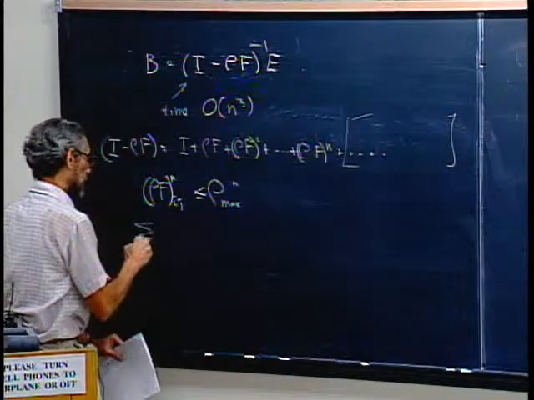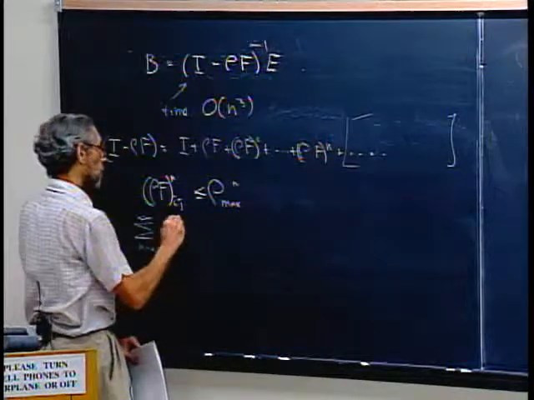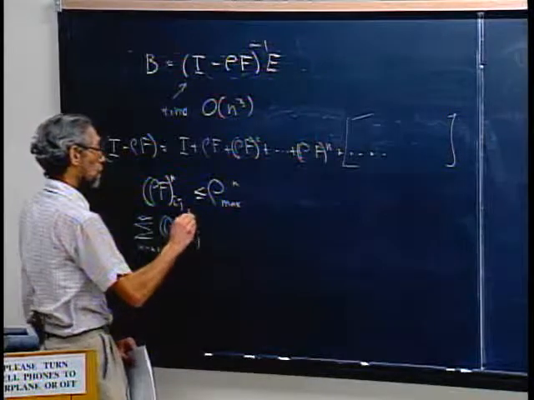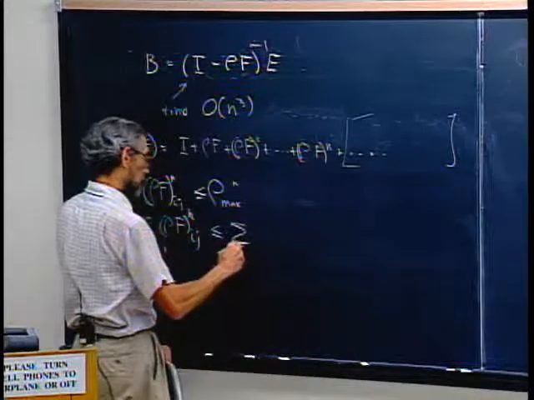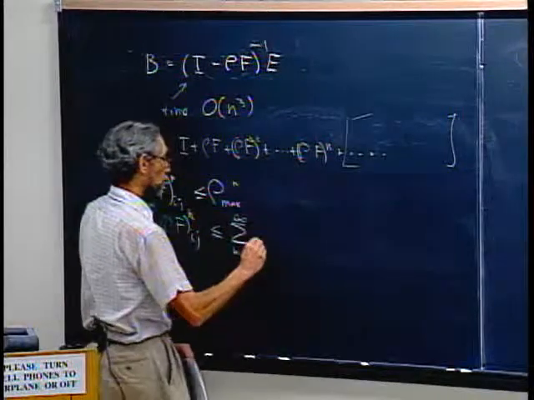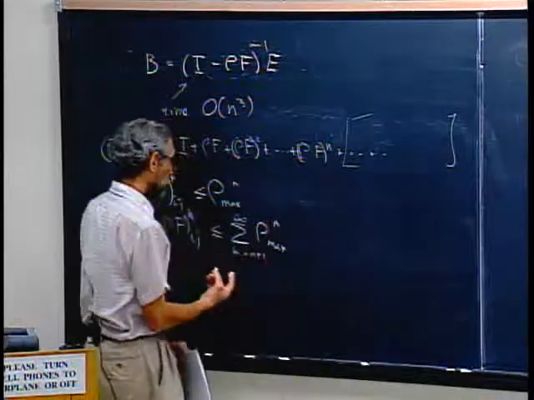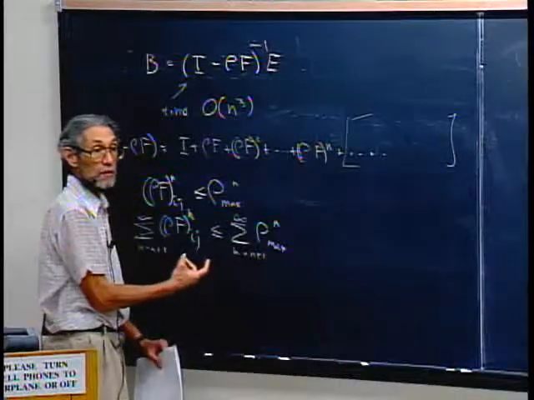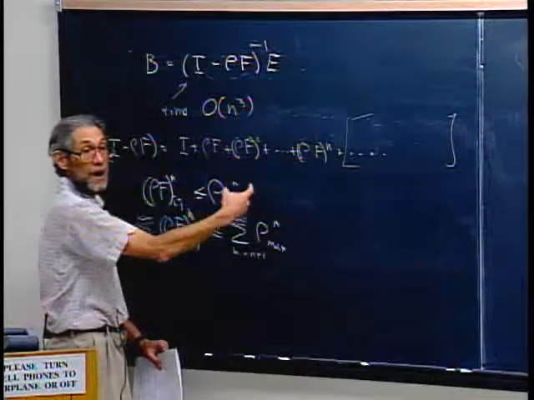Sum, say, k equals n plus 1 to infinity of rho f ij of the n to the kth power, the ij's term, is less than or equal to the sum k equals n plus 1 to infinity of rho max to the k. So basically this is the fact that this series is dominated by this geometric series. Really we should have absolute values in general, but all the terms here are non-negative.